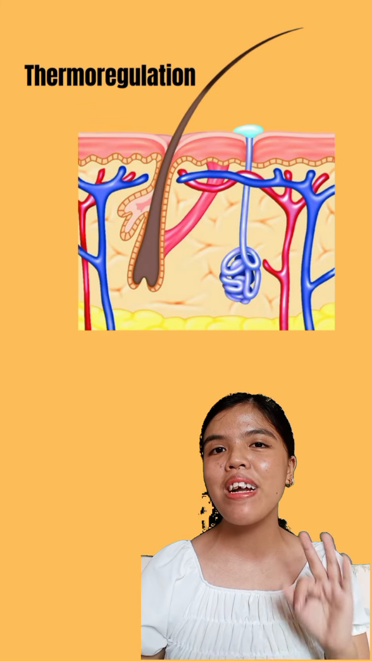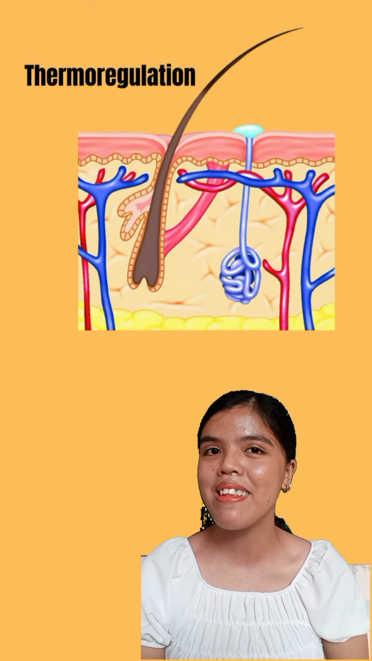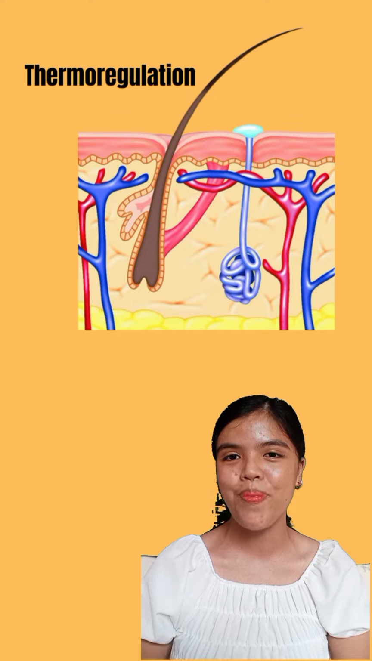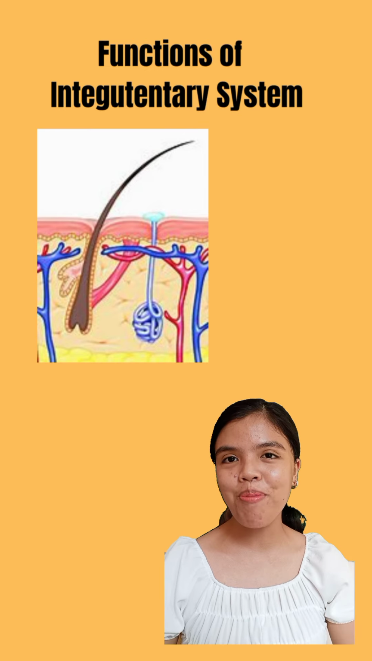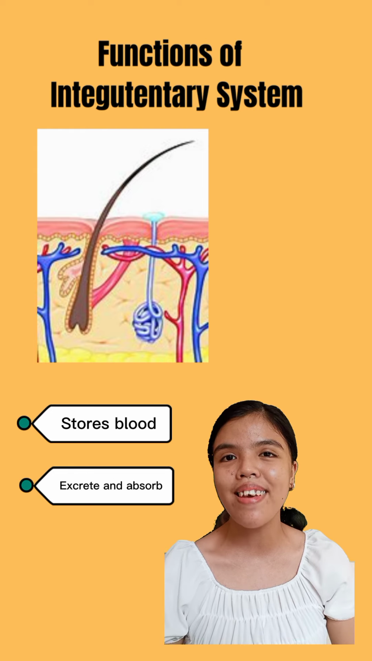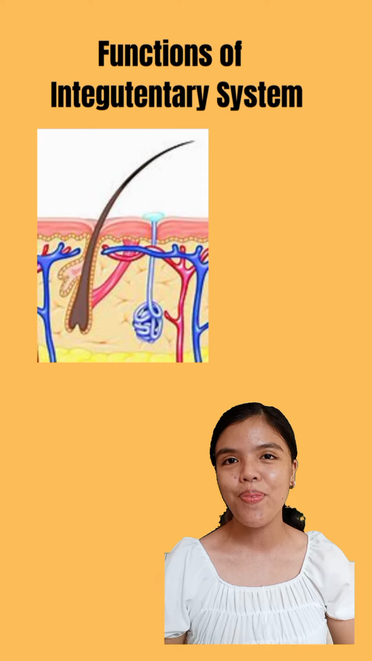And the third one is thermoregulation. The integumentary system helps regulate body temperature due to its tight association with the sympathetic nervous system. Other functions of the integumentary system are that it stores blood, it excretes and absorbs substances, and it synthesizes vitamin D that is needed by our body.